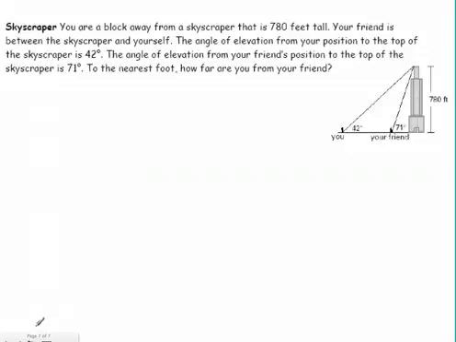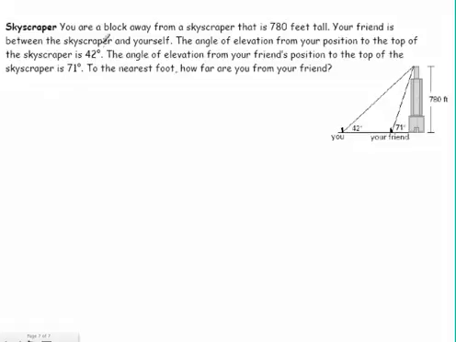So last one's a little bit more difficult. It's kind of an interesting thing. I'm not sure this would be the most efficient way to find this problem out, but it is one way. Since you're in there's a skyscraper over here, and you somehow know the skyscraper is 780 feet tall. Maybe you were able to ask Siri that, and she was able to tell you.